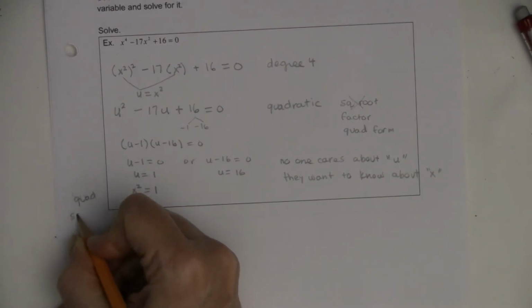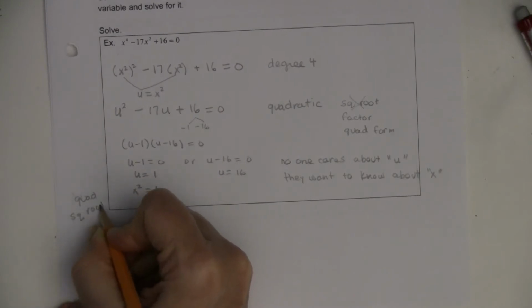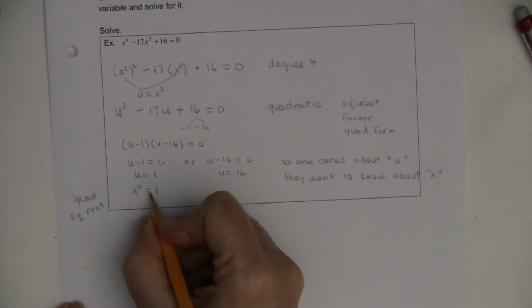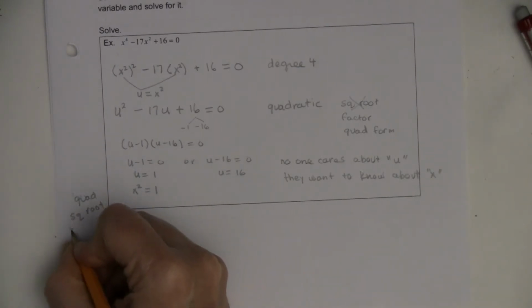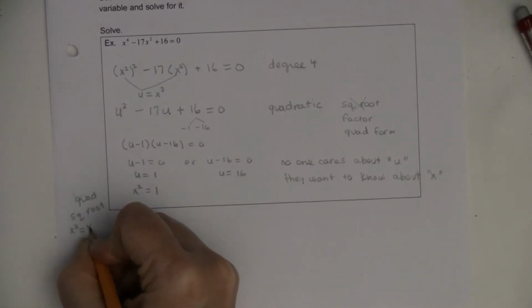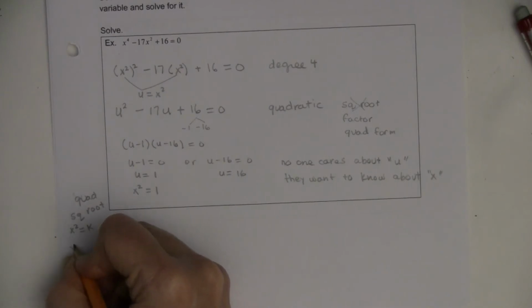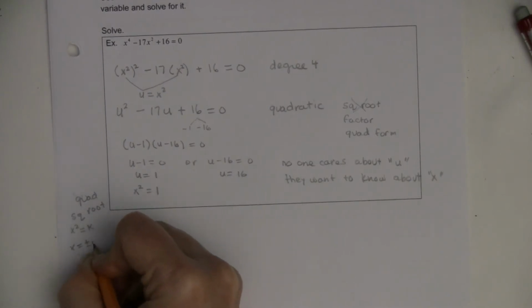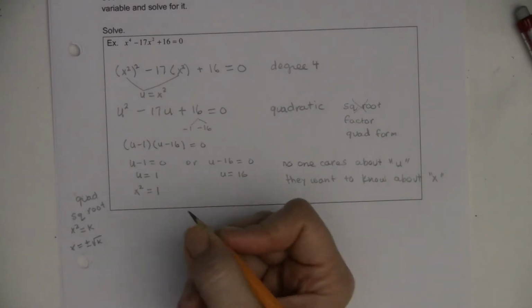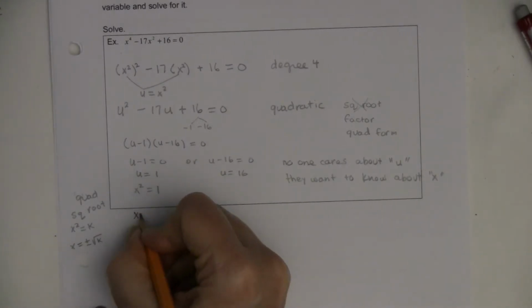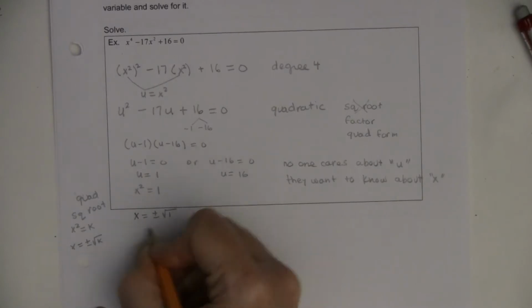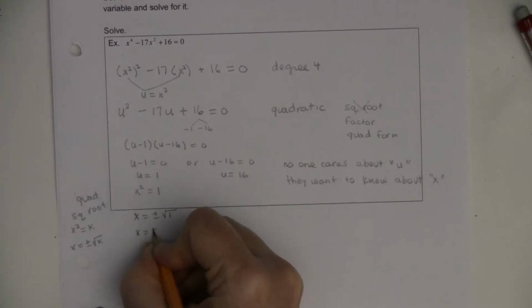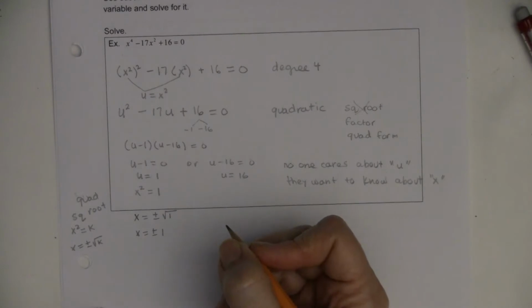Now I'm back to quadratic, right? Square root method. And this one's perfect for the square root method. I have something squared equals a number. So you remember how you solve using the square root method? You have x squared equals k. So you can write that as x equals plus or minus the square root of k. And so in this case, that's going to be x equals plus or minus the square root of 1. X equals plus or minus 1. So there's two answers there.